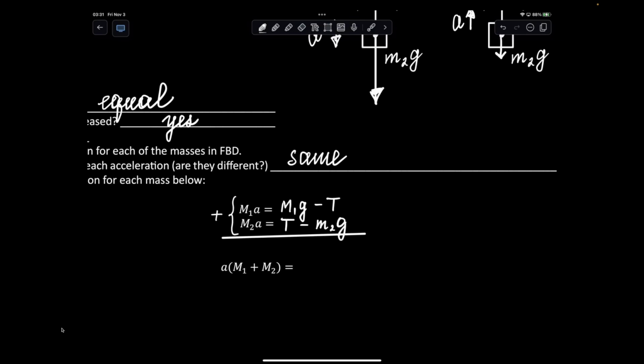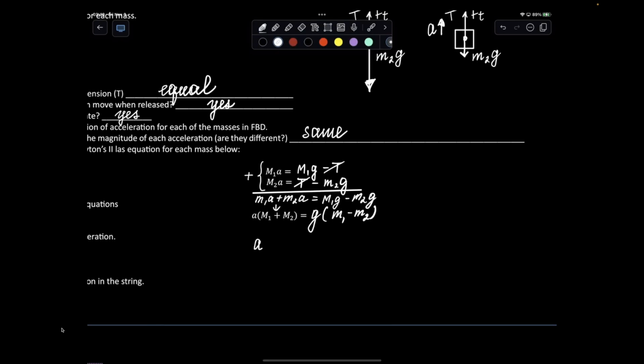And notice how now I have m1a plus m2a, which I can then just consolidate into a times the sum of masses. On the right, tension cancels, so I end up with m1g minus m2g. So I can consolidate it as g times (m1 minus m2). So from there, acceleration is going to be g multiplied by my difference of masses, heavy minus light, over the sum of masses.